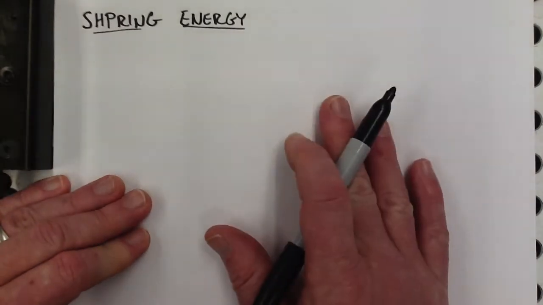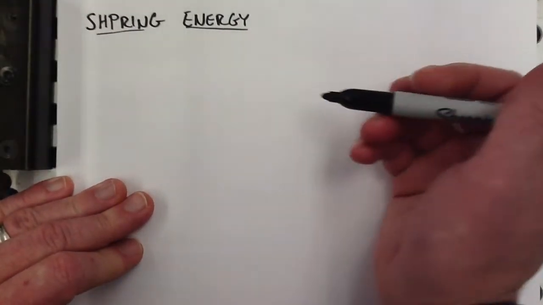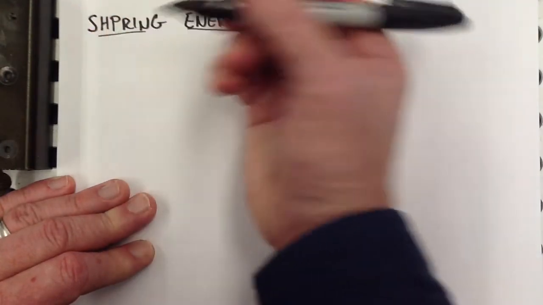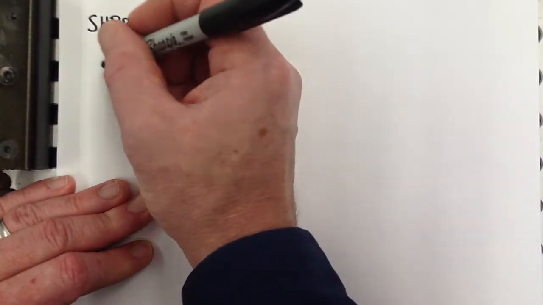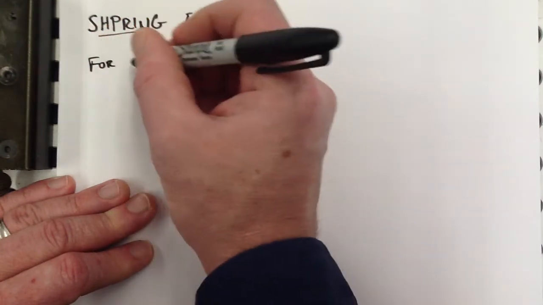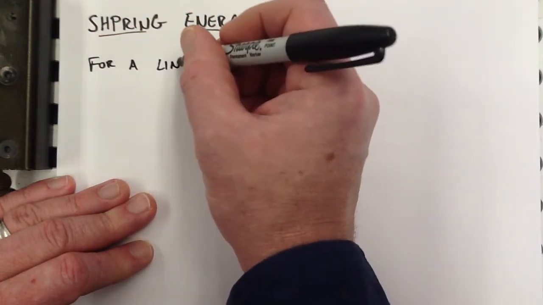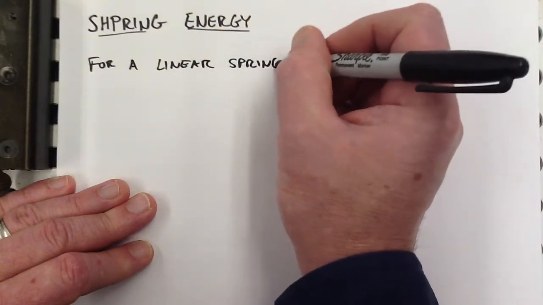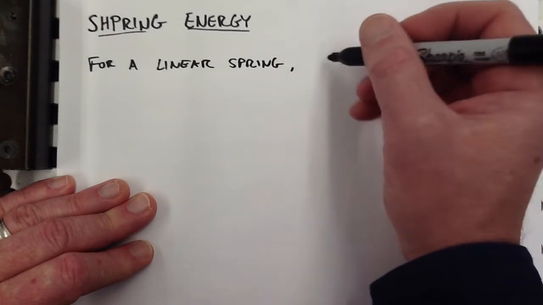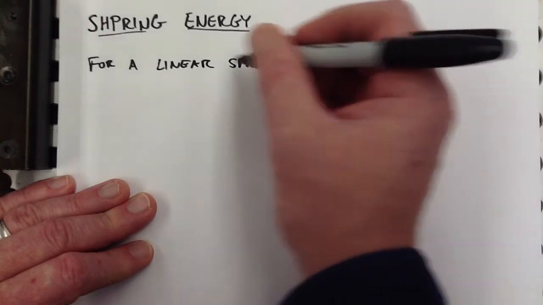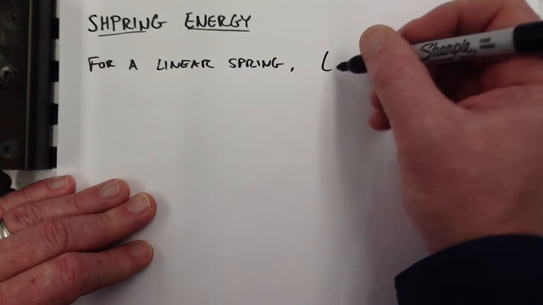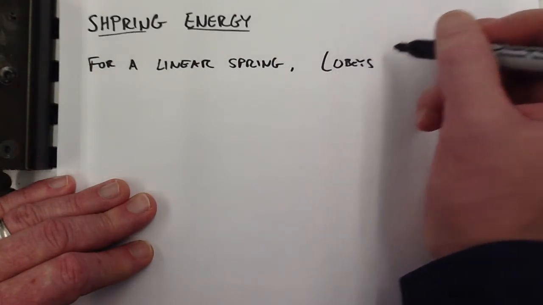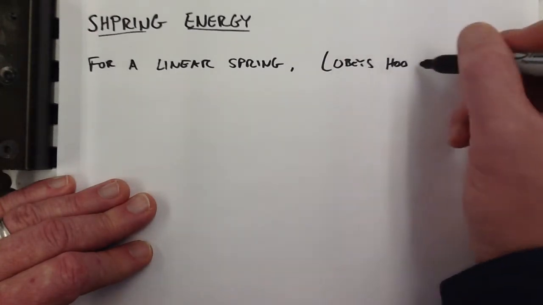Well, you have done a little bit of lab work at this point, so you know that a lot of springs, not all of them, some of them we call linear springs. And that's the same as saying that we have a spring that obeys Hooke's law.